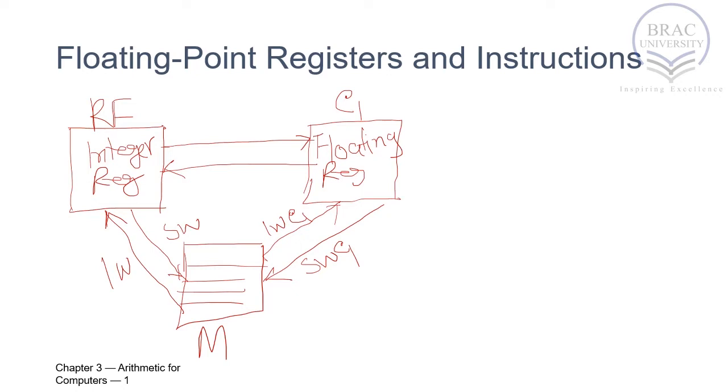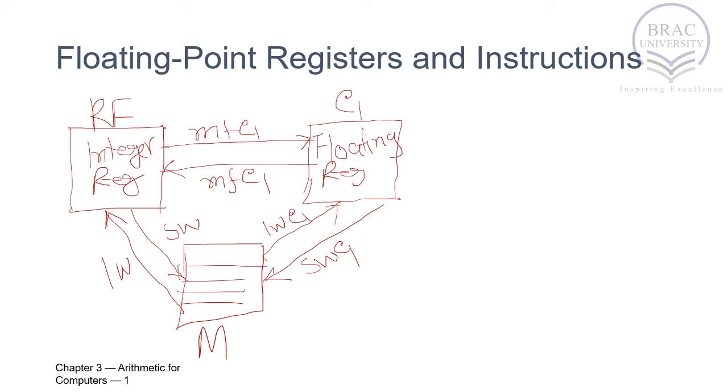Now, when there is data communication between the register file and C1, when something goes from the register file to C1, we call it move to C1. When data is transferred from the coprocessor to the register file, we call it move from C1. So these are the operations that take place, and there are some instructions which are used.